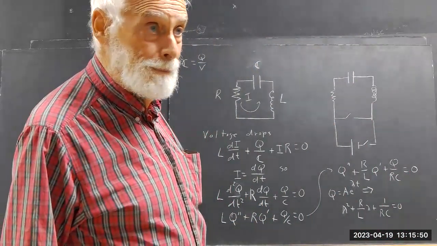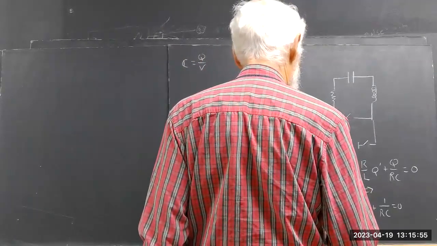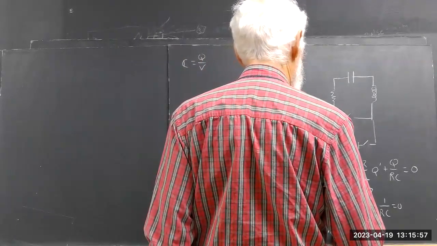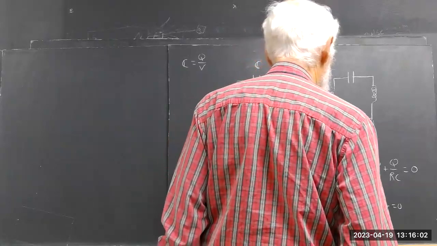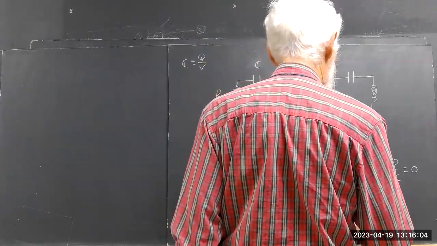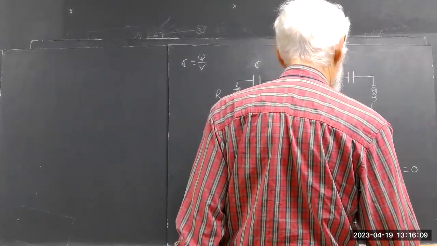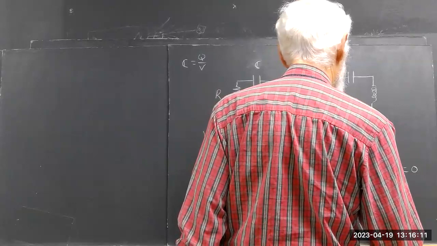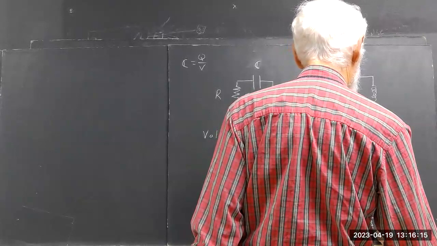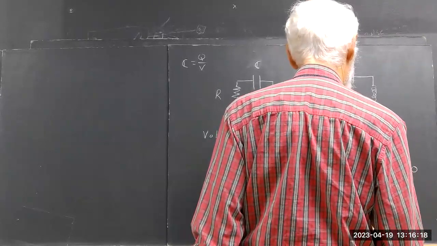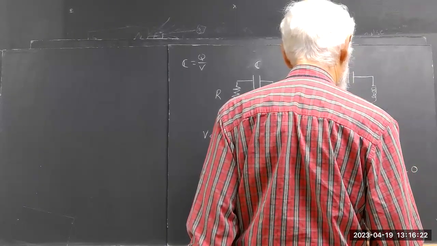So lambda equals negative R over L, plus or minus the square root of R squared over L squared minus 4 over LC, all that divided by 2.